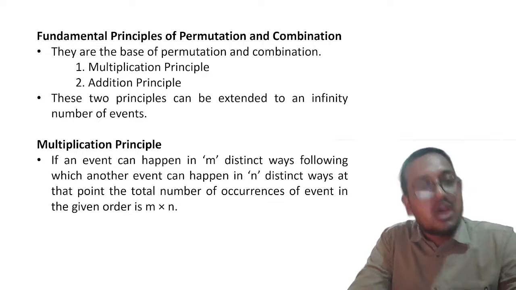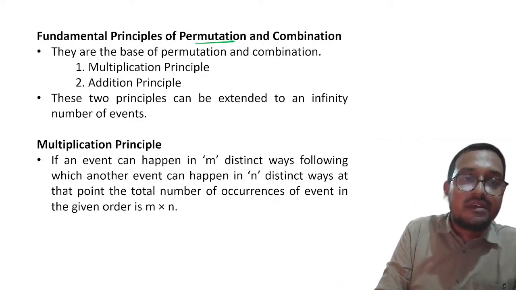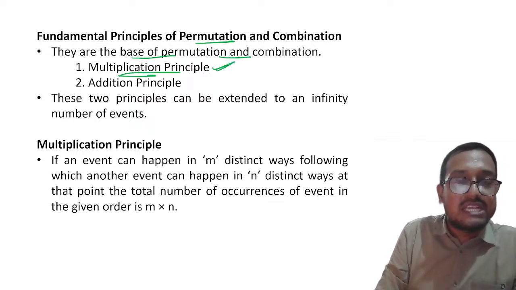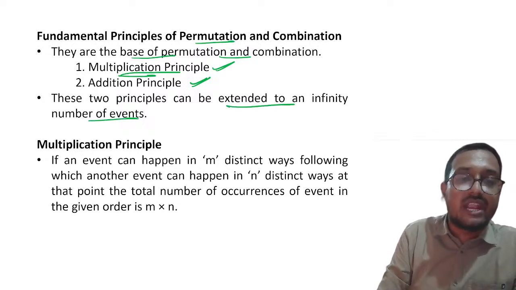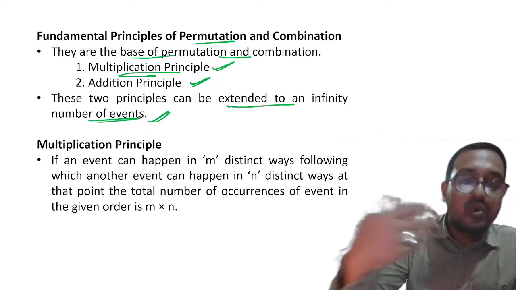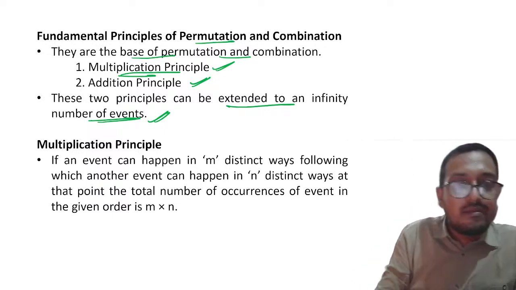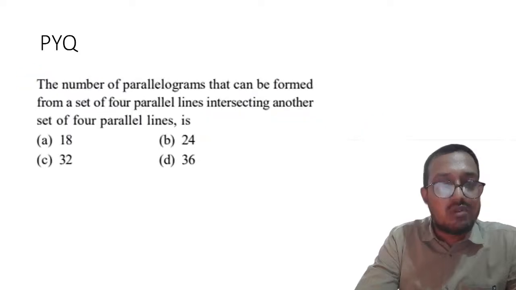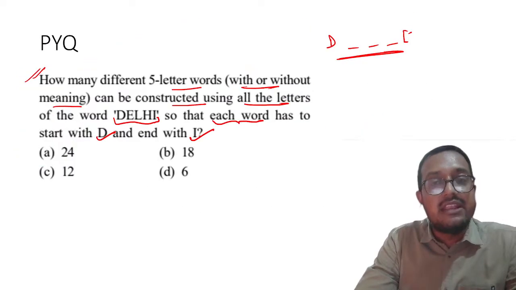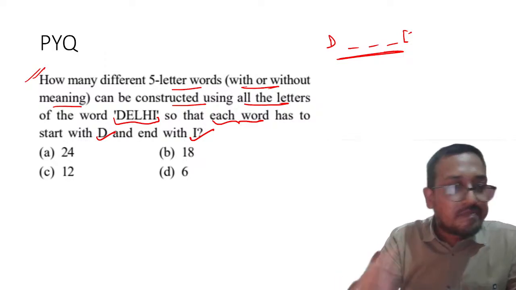Understood? Now, my dear students, let us go towards permutation and combination. So please remember, they are the base of permutation and combination. What are they? First one is the multiplication principle and the addition principle, right? And they extend to an infinite number of events. This will become more and more clear once you start solving questions. Is it clear? Understood? Okay, so let us go back and try to solve questions, because that will give you a better insight into permutation, combination and this multiplication method, right?